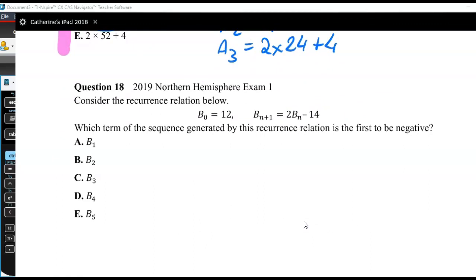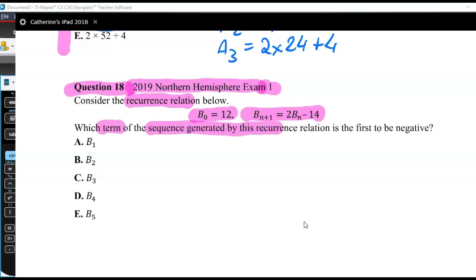We have our Northern Hemisphere Exam 1, question 18. Consider the recurrence relation below. Our initial term, B0 equals 12, and Bn plus 1 equals 2 times Bn minus 14. Which term of the sequence generated by this recurrence relation is the first to be negative? Okay, the first to be negative. So we're looking for when it becomes negative. We can do this on our CAS, might be easier on our CAS, and writing it down as well.